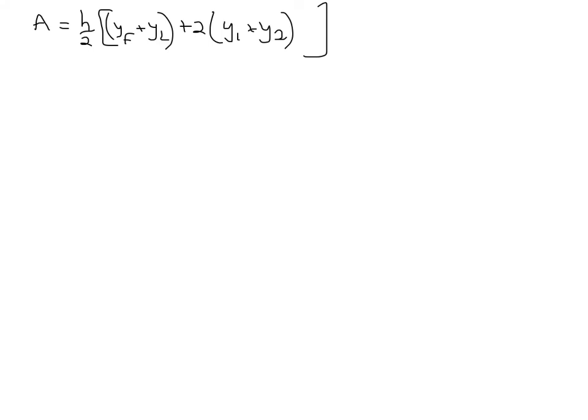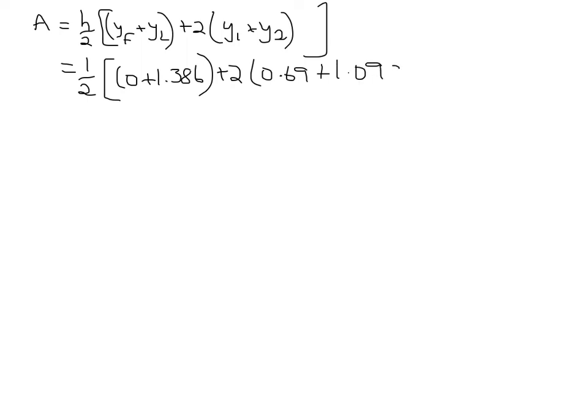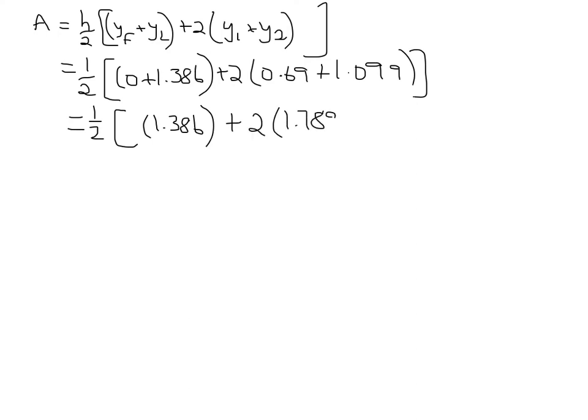Whoa. Not sure what happened there. Equals. h was 1. That's on the x-axis there. The first y value was 0. The last y value was 1.386. And the other two are 0.69 and 1.099. So then it's just a calculator exercise, working that out. So I've got a half into 1.386, plus 2 into 1.789.